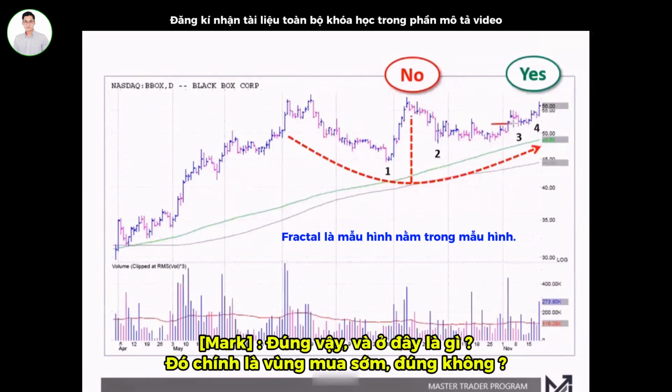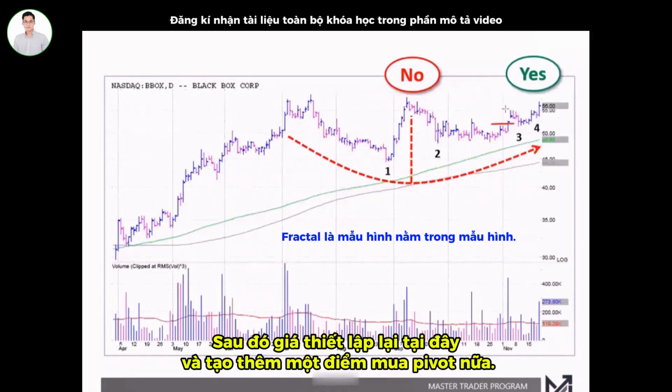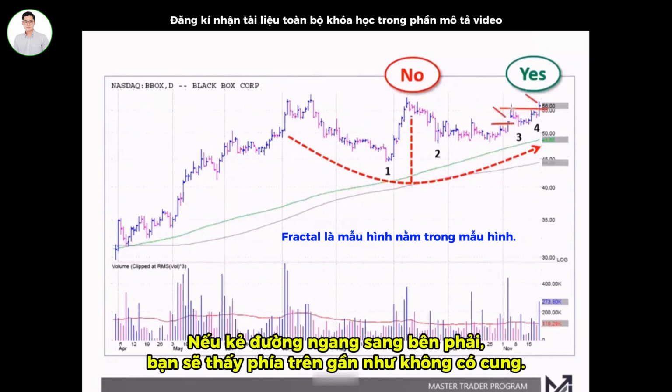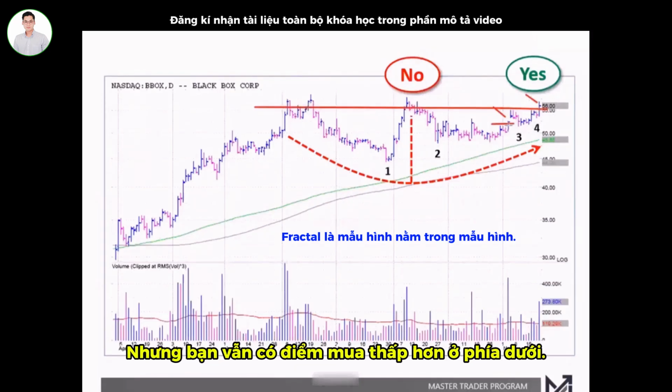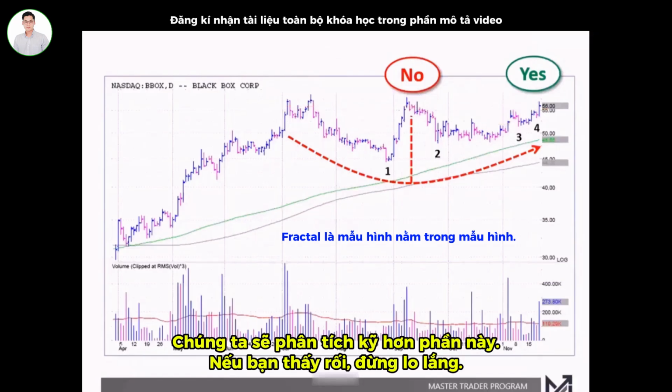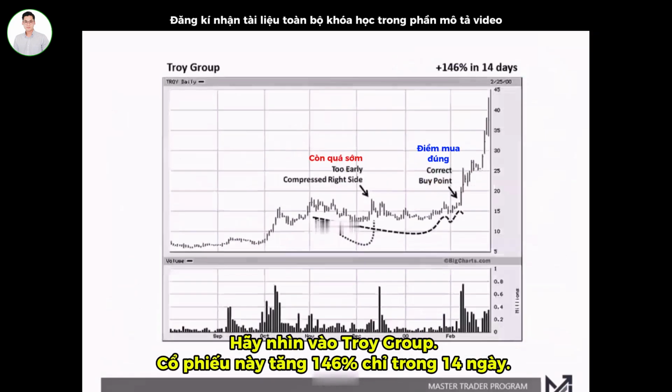Yeah, and you have right here, what's right here? That's a cheat area, right? And then with my little drawing tool here, you set up right here, and you've got another pivot point. So you've got a buy point here, and you've got a buy point here. Now if we draw this line all the way across, you see there's very little supply. There's very little trading that occurred above that price, but you do get that lower buy point there. Again, we're going to go into this more and more and deeper and deeper. So don't panic here. You might be saying, what is he talking about? What's he drawing all these lines? Don't worry, we'll get you there. So again, here, take a look at Troy Group.